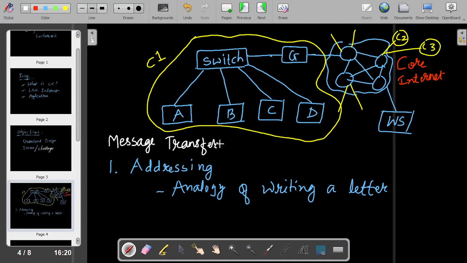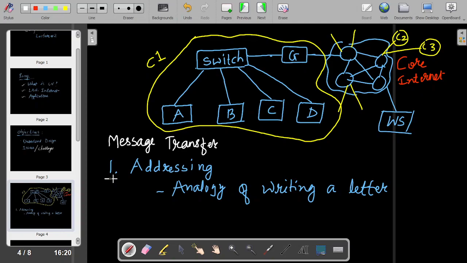So when you are sending an email, a message or a packet goes out of your machine. When you surf a website, packets are coming in or going out of your machine. So, keeping this in mind, message transfer, or we can also call it packet transfer, what are the challenges? The first challenge, as mentioned here, is addressing.